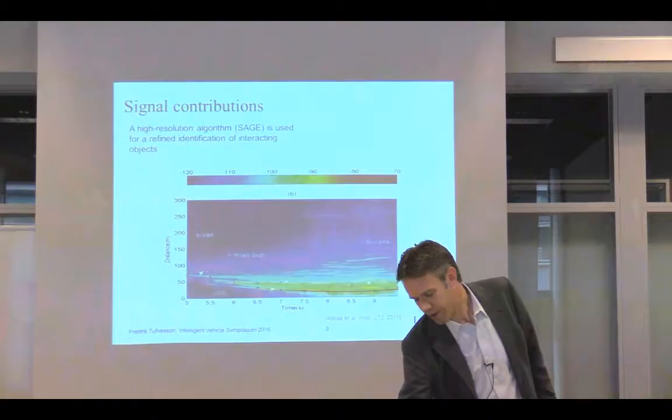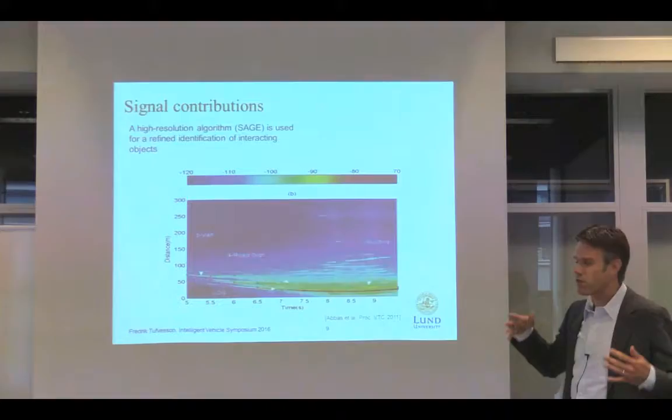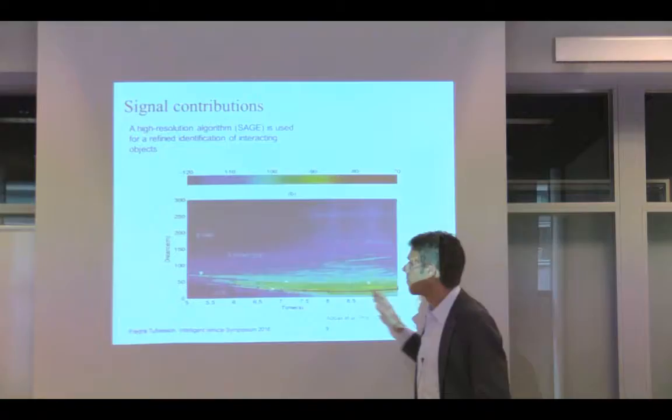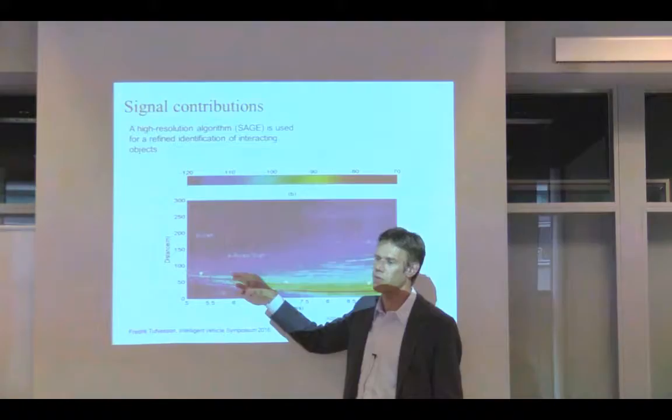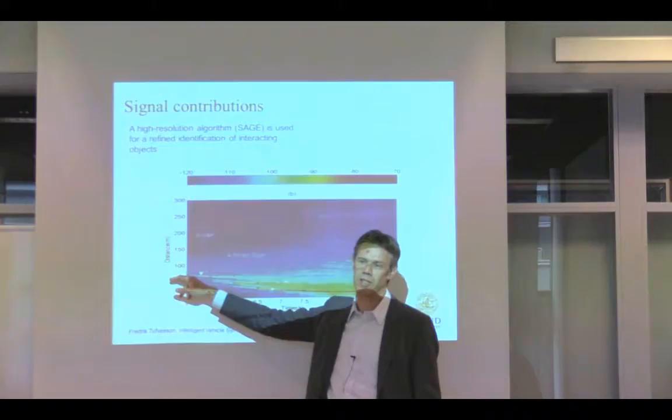So this is an example with a measured impulse response when we have two vehicles approaching a four-way intersection. It's the time here in seconds. Here we have the impulse response. So what you have here is the signal contributions as a function of distance. Distance should be interpreted as delay in this case.